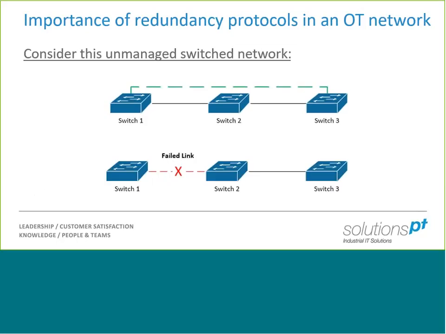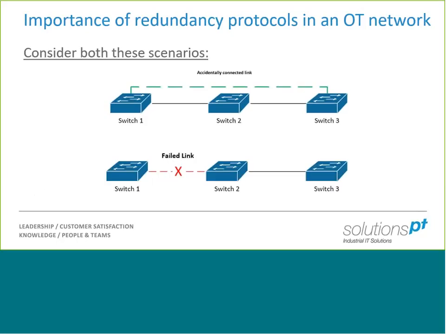So let's just assume we've got this unmanaged switch network here, 3 switches. Now, let's look at these 2 scenarios. The first one is what I've just mentioned, where someone accidentally connects switch 1 to switch 3, and I have seen this happen before. Someone thinks they're doing a good deed by adding a bit of redundancy to a network, but because we've got unmanaged switches and because of how Ethernet works, that will cause a broadcast storm and that will bring your entire network down. Nothing will work. Everything will be completely unresponsive at a network level.